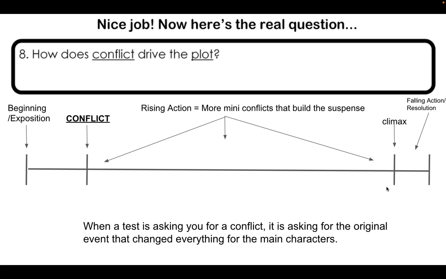So when you're taking the test and it says, what's the conflict of the story? It doesn't want any of the conflicts that are in the rising action. It doesn't want any conflict in the climax. And sometimes there's even conflicts in the beginning that are like introductions to the characters. Like maybe a character is really angsty, or for example, in this story, they were worried about snakes, but that's not the main conflict of the story. The main conflict is what changed everything for the characters.